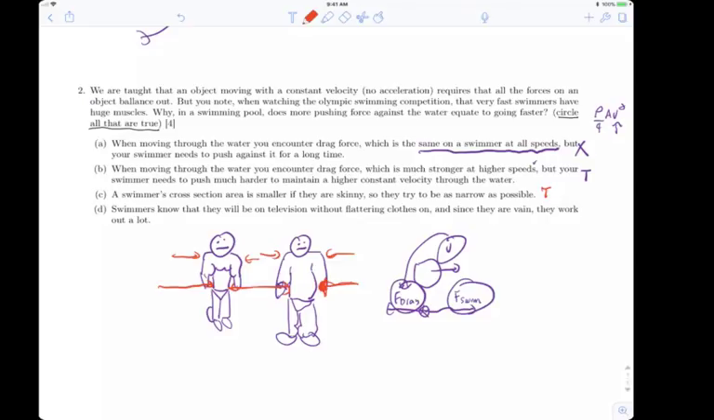Swimmers know that they'll be on television without flattering clothes on. Since they are vain, they work out a lot. This is a false question, but the marker didn't mark it because he thought it was kind of unfair. Because all the swimmers I know are not vain. They are very diligent people. But, you know, so this question, the marker threw it out. So these are the answers.